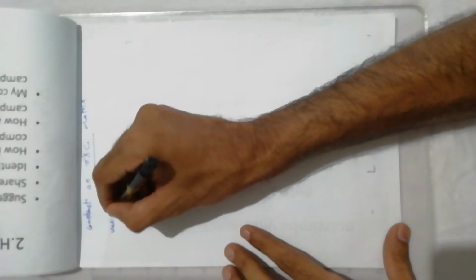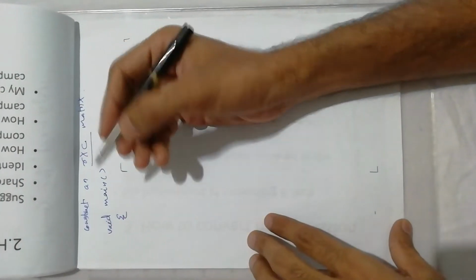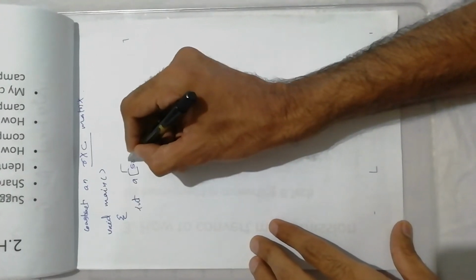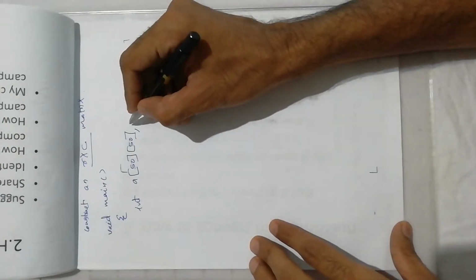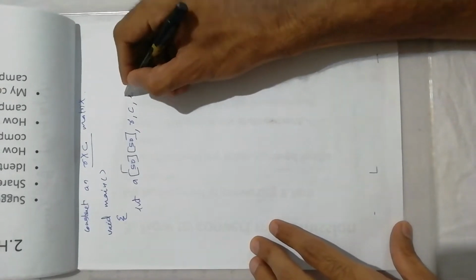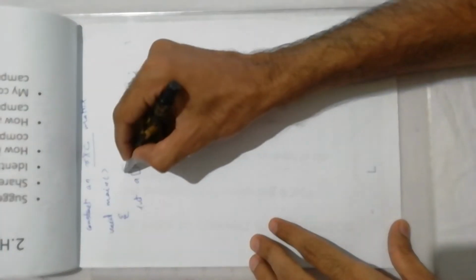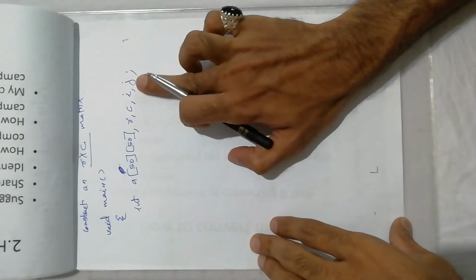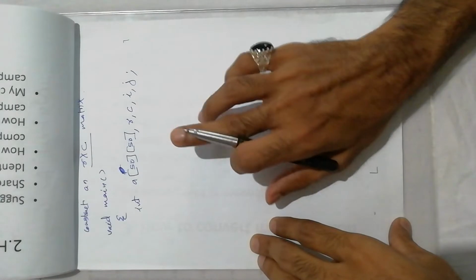So void main. First of all declare the matrix, int A of 50 by 50. R is the number of rows, C is the number of columns, I is the row index, J is the column index. These are the 4 variables, the minimum 4 variables required to construct a matrix.